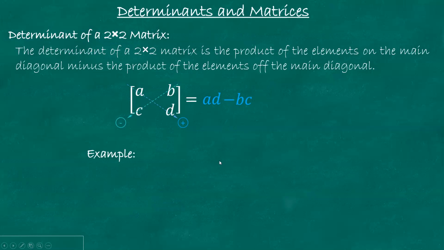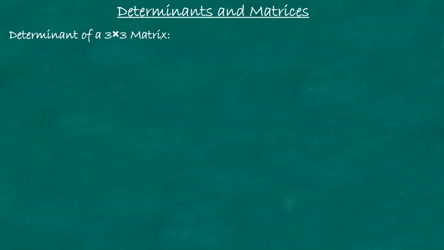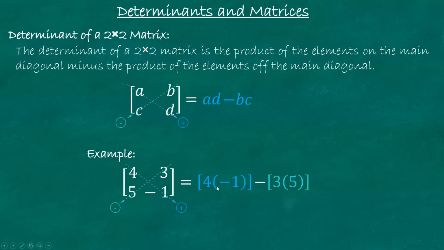So, for example, first we get the product, 4 times negative 1, and then minus the other product. It is that simple. I mean, you can also get the value: that's negative 4 minus 15. That's negative 19, the determinant.